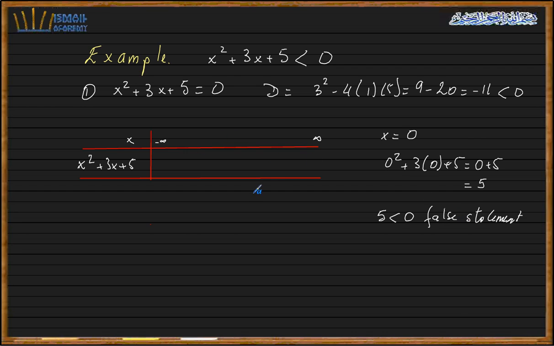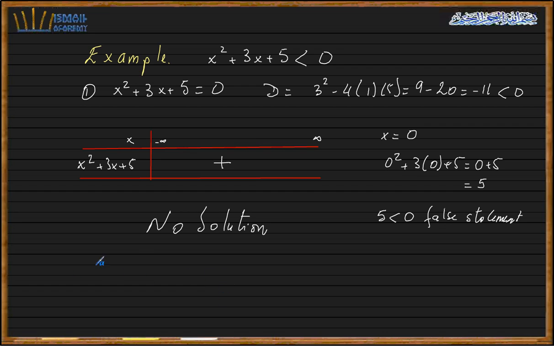So which means any number I pick here, it will give me a false statement. Any number. Why? Because this is greater than 0, which means that this one never can be negative, it's always positive. So which means I pick any number, it always gives me a false statement, which means that this has no solution. If it was greater than 0, then I will have all number as solution. Why? Because this is always positive.